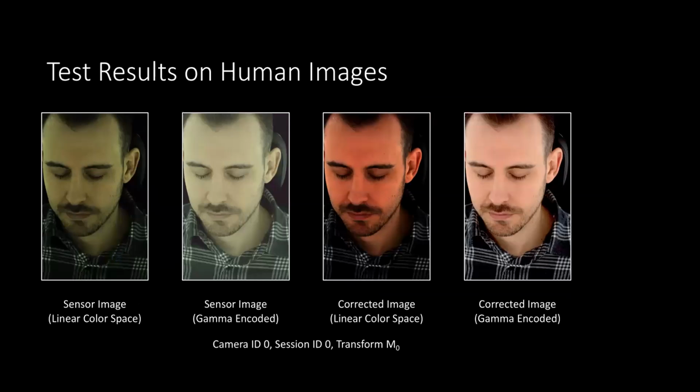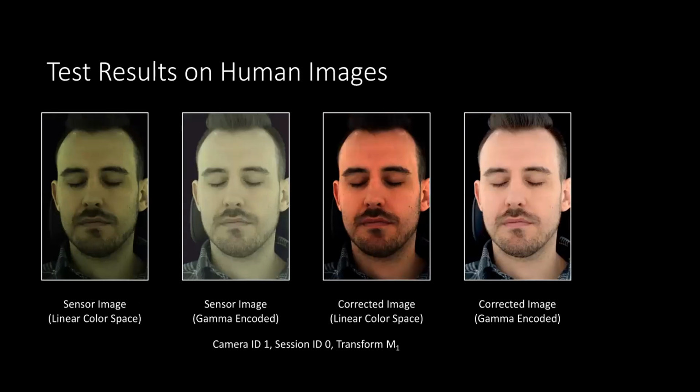Here are the test results on the human images. For every camera, we just estimate a transformation matrix and apply it across different sessions for the same camera. From left to right, we have the sensor image in the linear color space, the sensor image with gamma encoding, and the corrected image still in the linear color space. And finally, we get the corrected image after the gamma encoding. So comparing the second and the first column, we can see it's necessary to do the color correction. Your camera sensor cannot always give you the real color.